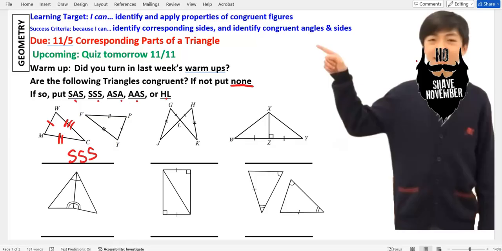Now, side, side, side, because there's three pairs of congruent sides. That makes sense? That was Thursday. I think most people were here. Okay. Now, what about the second one?